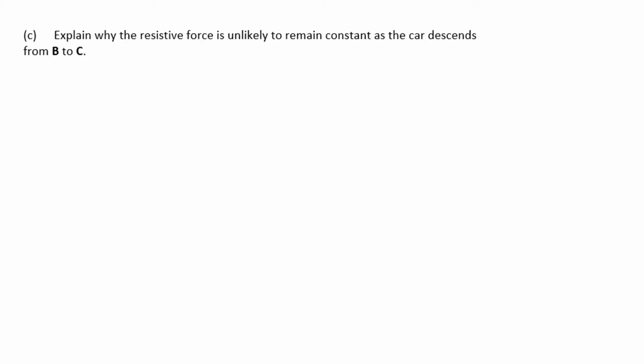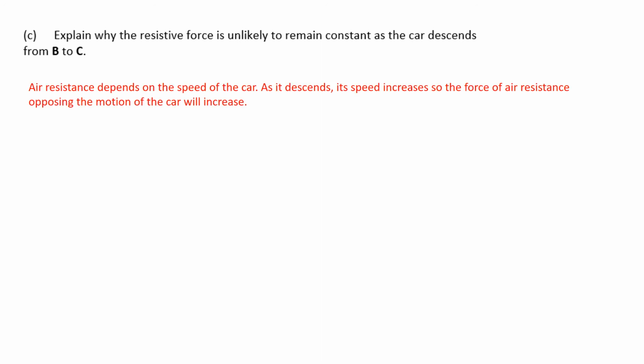Explain why the resistive force is unlikely to remain constant as the car descends from B to C. The two forces I thought about in my answer were air resistance and friction, which are the most likely two candidates. Air resistance depends on speed, and we know the speed is increasing as it accelerates. So air resistance would increase as it went down the track. That's the first one.